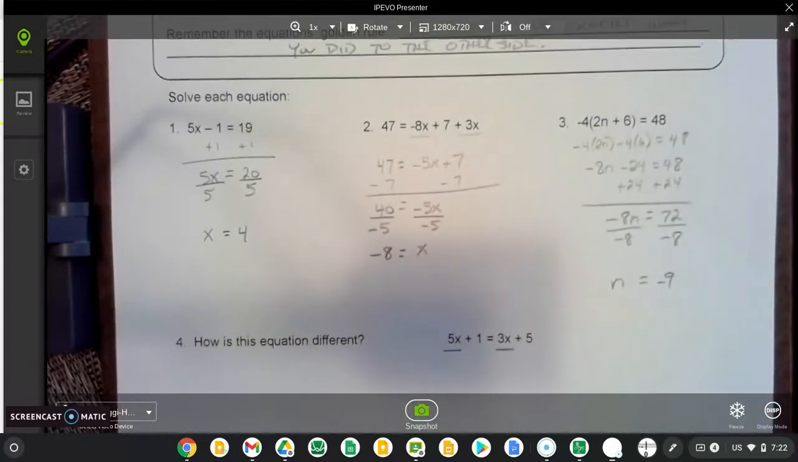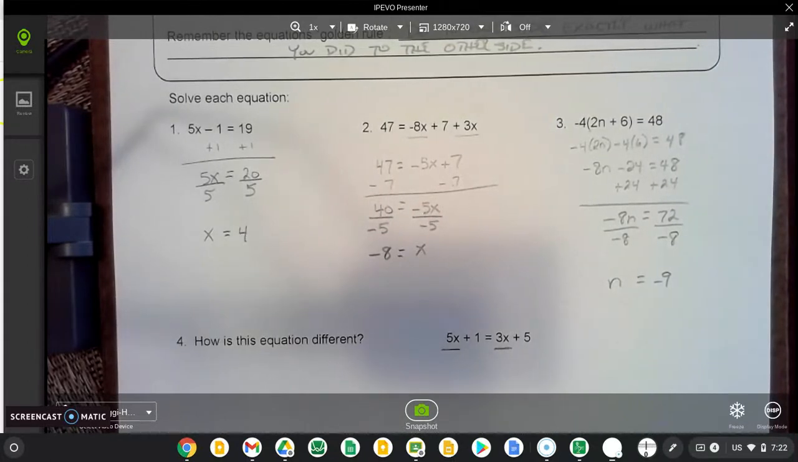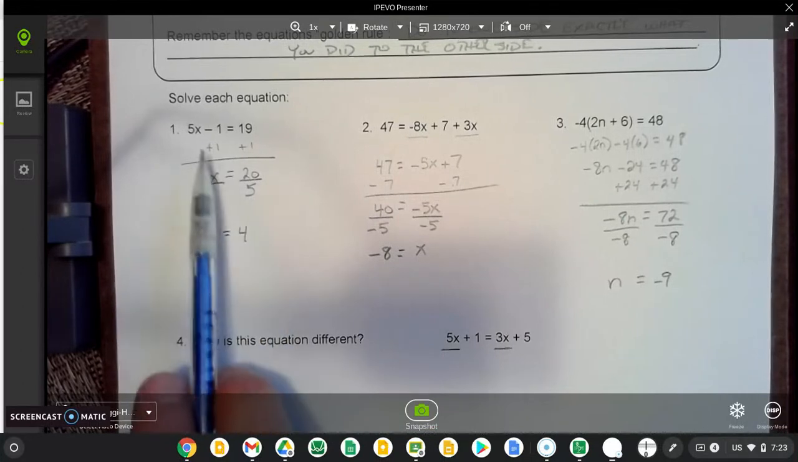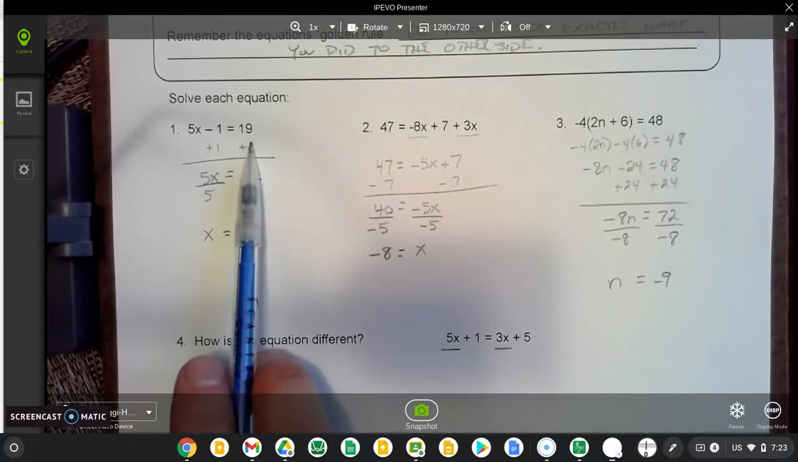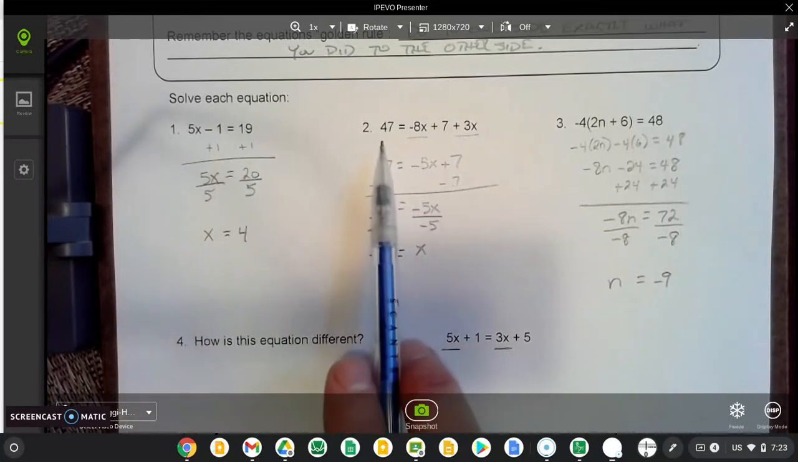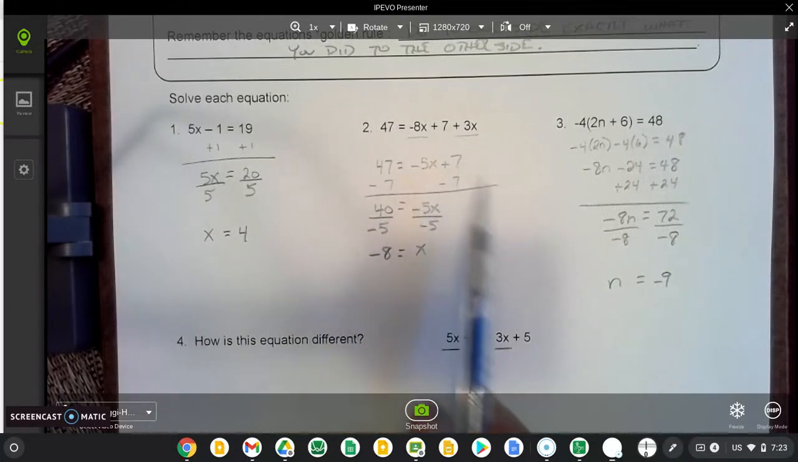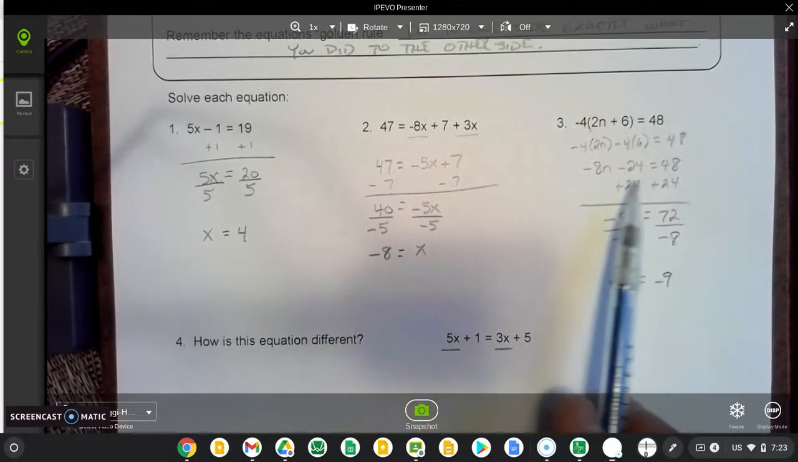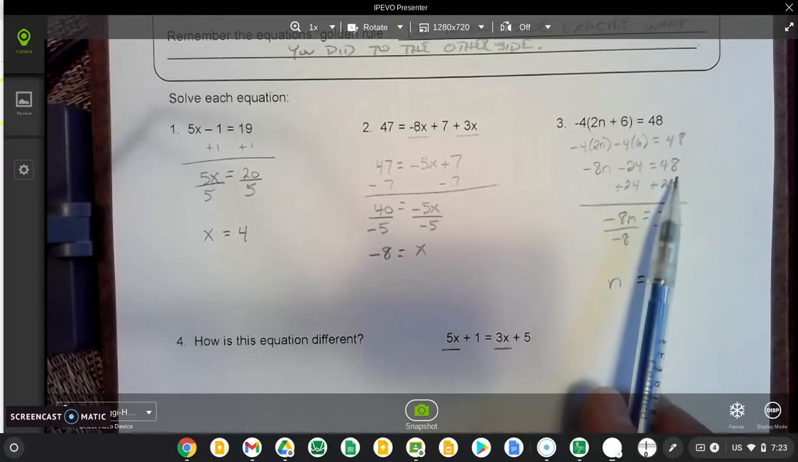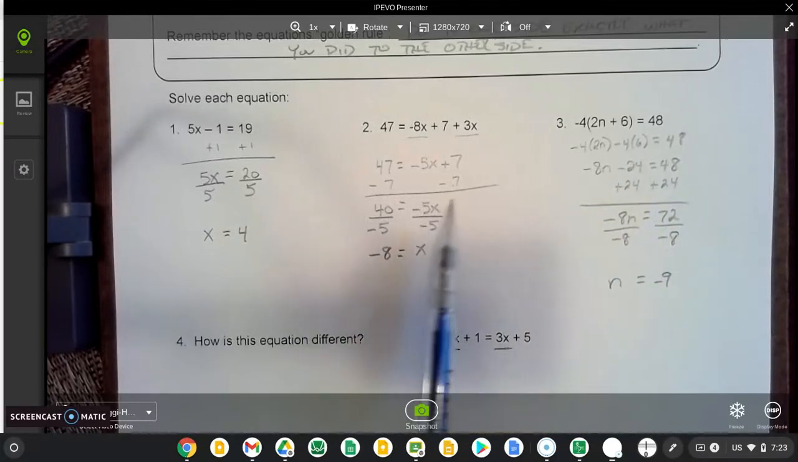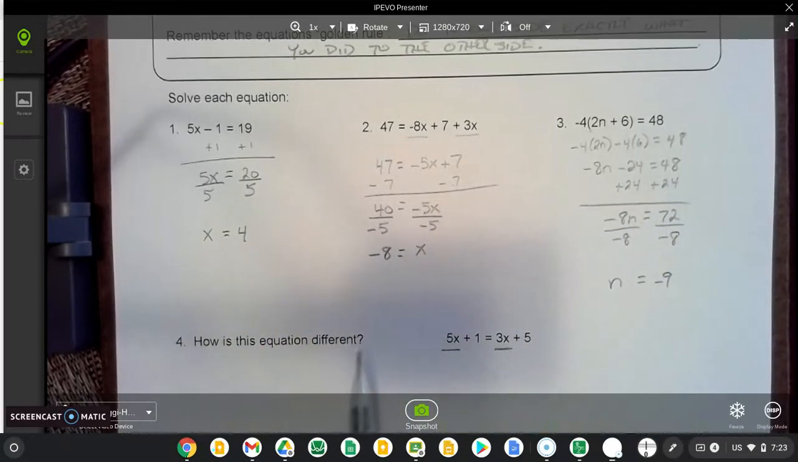Well, again, if you refer back to the equations that we did here at the beginning, notice in each equation, we have constants on both sides. Okay, I had a negative 1 and a positive 19. All right, here I had a 47 and a positive 7 on the other side. And over here, when I had my two-step equation, I had my negative 24 and my positive 48. In each step of the two-step equation, the first thing that we did was move all the constants onto one side by doing the opposite.